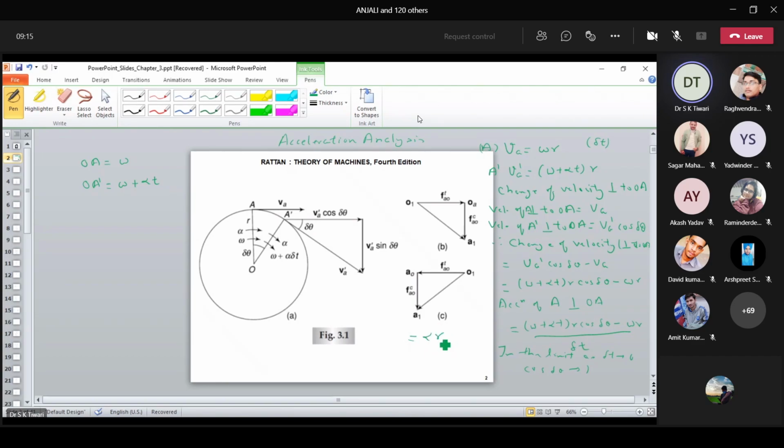It is R alpha. And what is alpha? Angular acceleration. Angular acceleration means d omega by dt. So the only thing you need to keep in mind is that the acceleration perpendicular to the link, whichsoever you are considering, will be equivalent to the length of that particular link multiplied by the angular acceleration of that particular link. Okay?